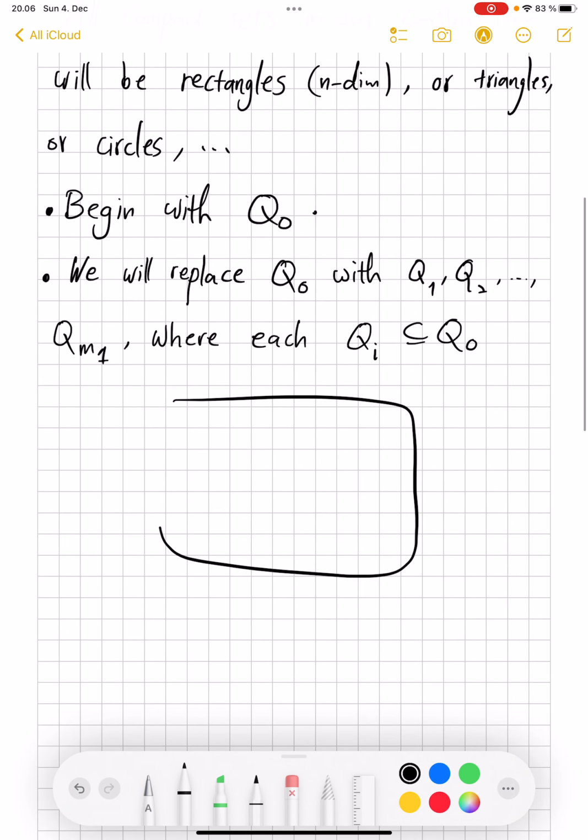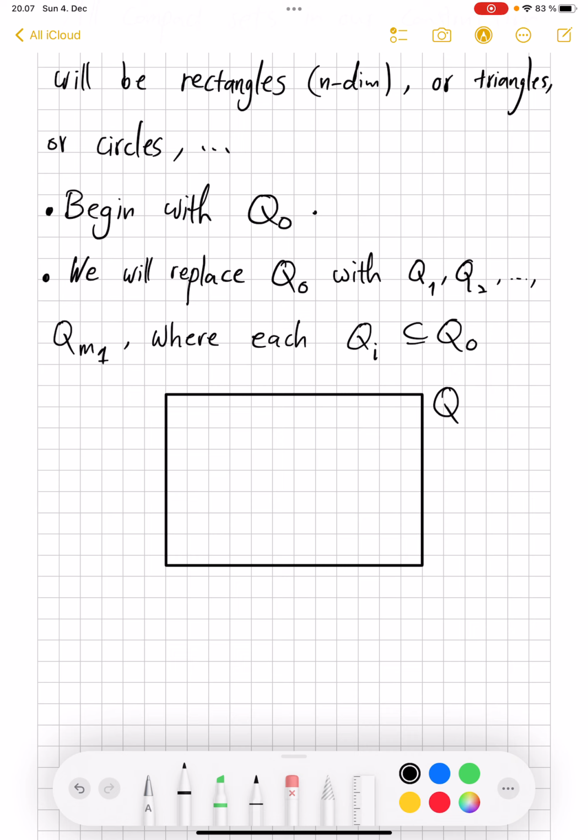So far we have this picture. You start with your Q0, and then you have some certain subsets. So this is the first one, Q1. Maybe the next one is here, Q2. Well, my shapes do not resemble. Okay, Q3, and so on. So let's say M1 is 3 in this case.